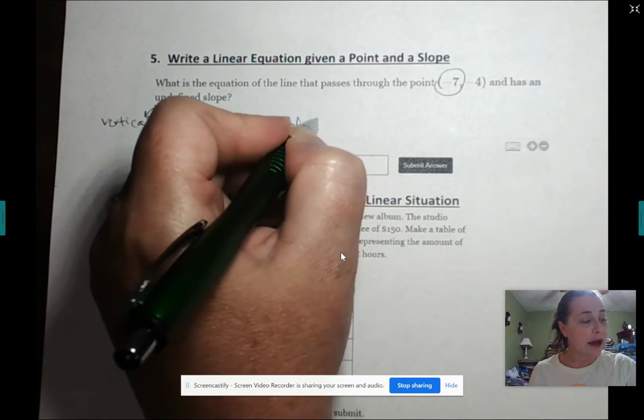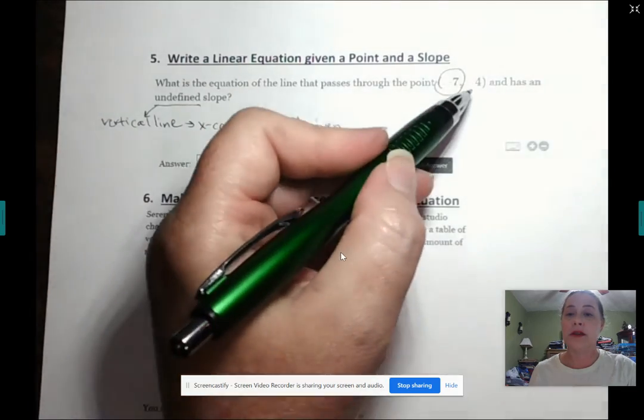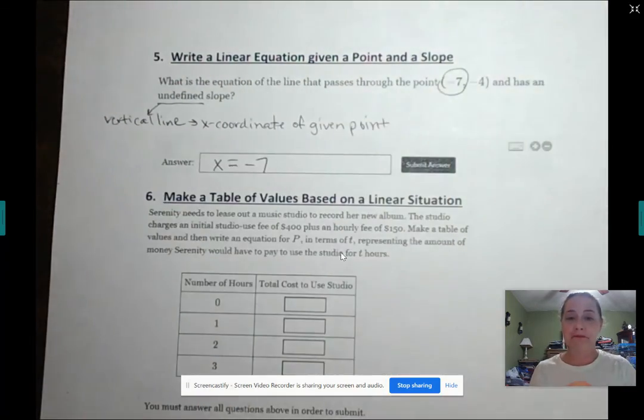If it had been a zero slope, a horizontal line, you would be writing y equals, and you'd be using the y-coordinate of the point that you were given.